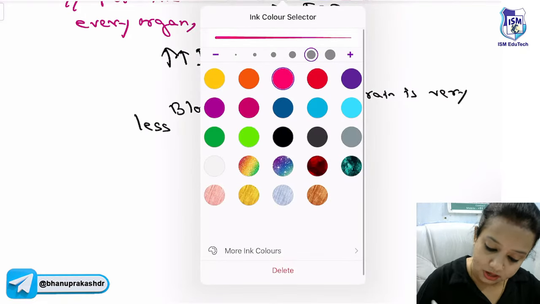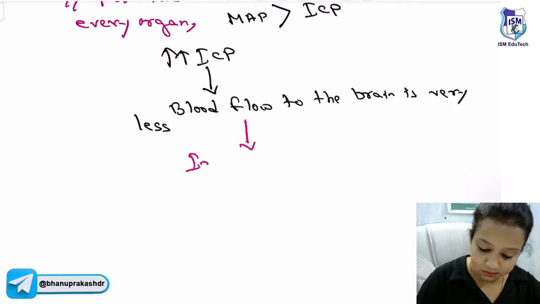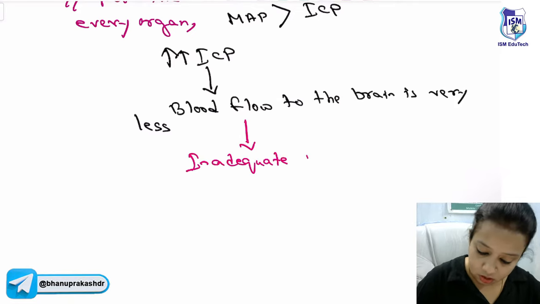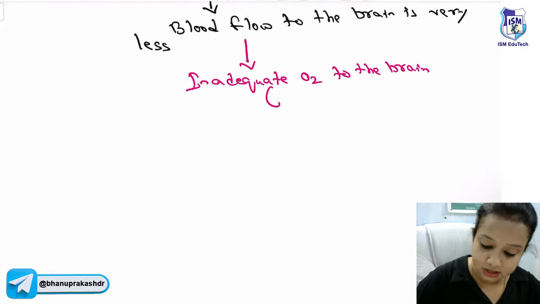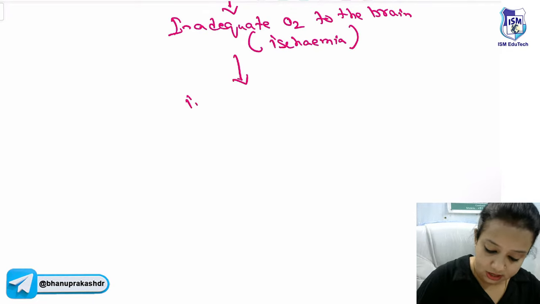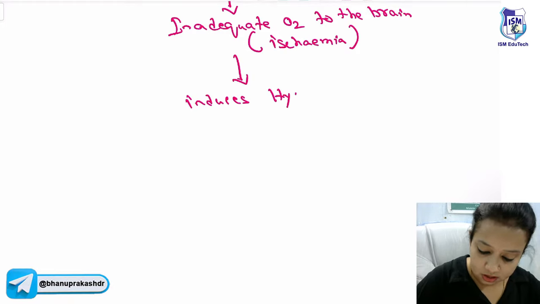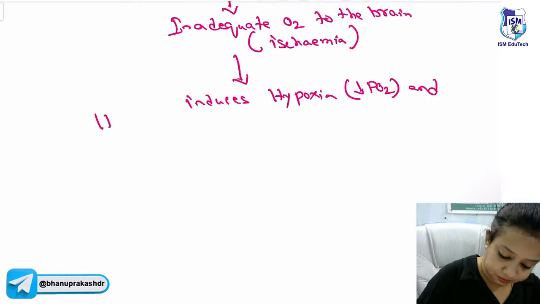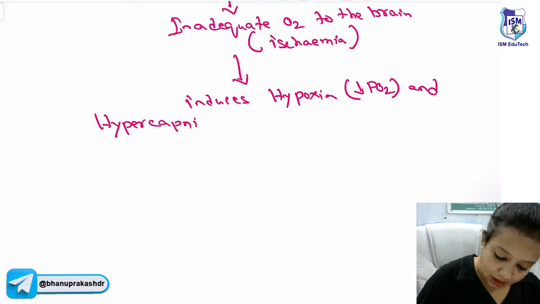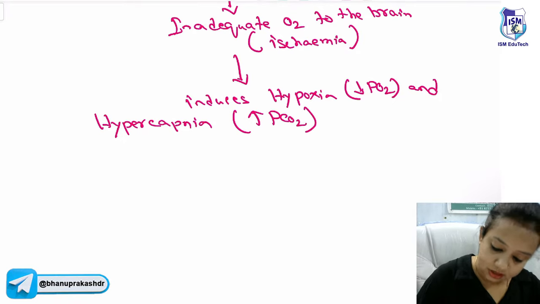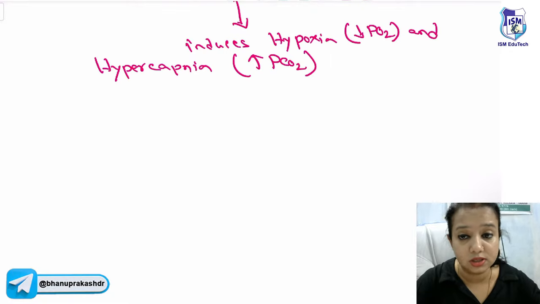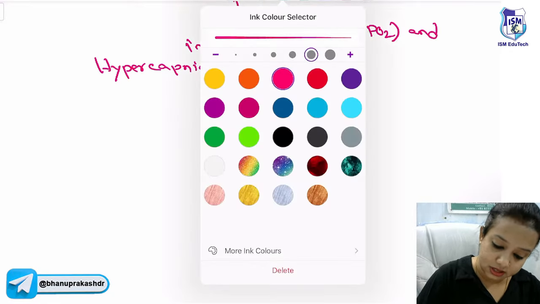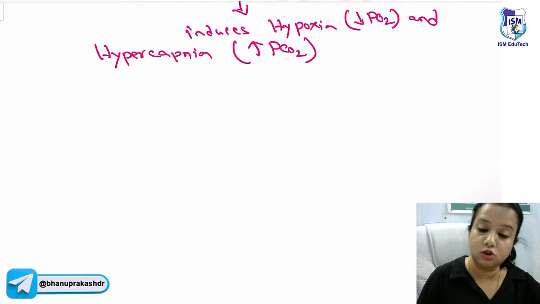So if there is no blood flow to the brain, there is inadequate oxygen to the brain, right? A condition which is ischemia. So this ischemic condition induces hypoxia, that is a drop in the partial pressure of oxygen, and hypercapnia, that is an increase in the partial pressure of carbon dioxide. These are the two things that it will induce. Okay. After that, when this happens, the brain cannot tolerate that one.